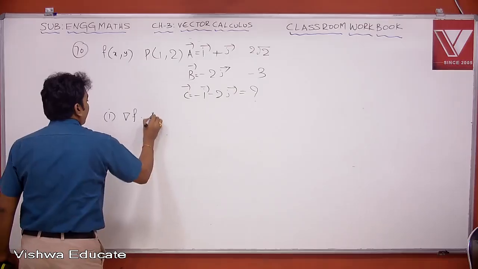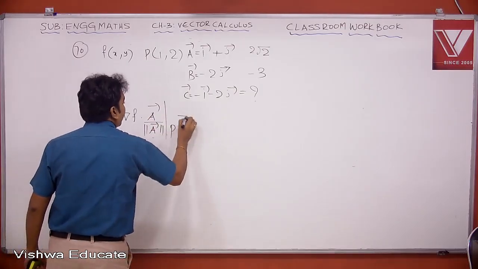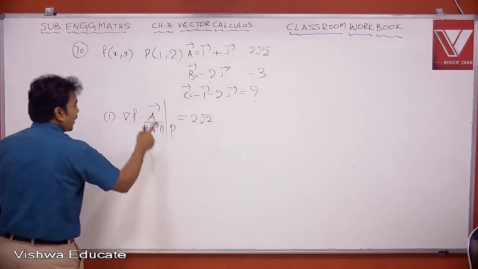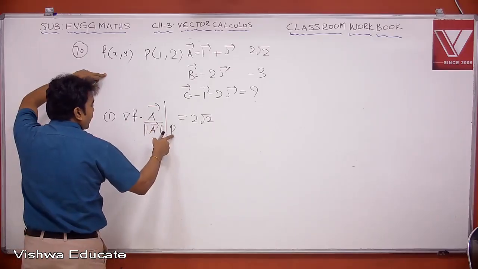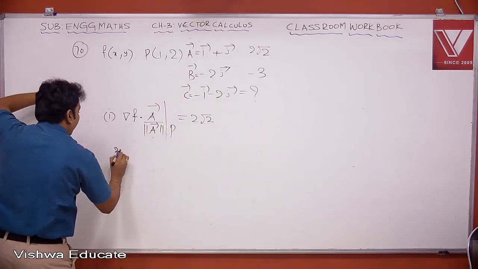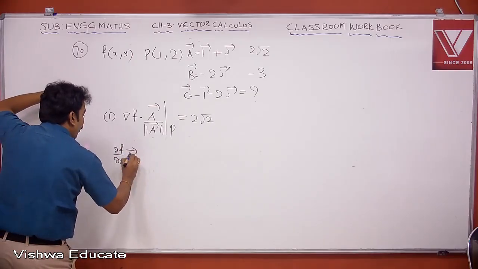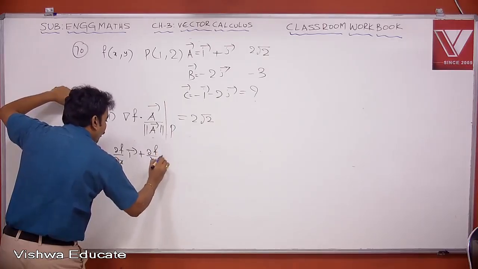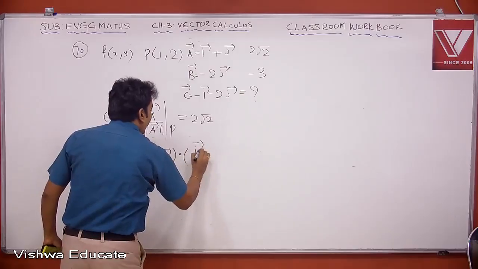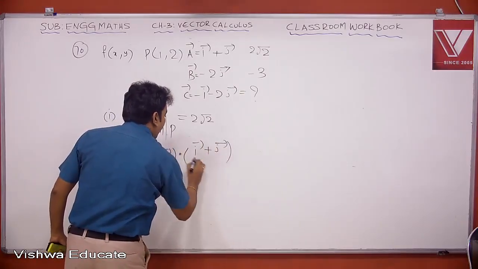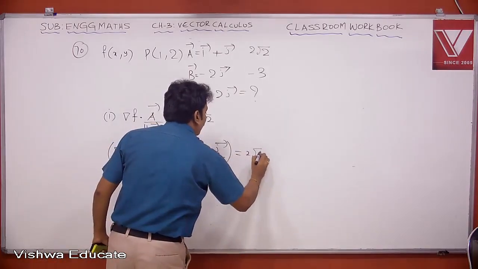Del f dot a bar by norm a bar at the point P equals 2 root 2. So let us apply it at first. The directional derivative del f dot a bar by norm a bar at the point P is 2 root 2. What is del f? F is not given. So our responsibility is to find dou f by dou x and dou f by dou y. So dou f by dou x i bar plus dou f by dou y j bar, dot product with a bar. What is a bar? i bar plus j bar divided by its length, which is square root of 1 square plus 1 square, root 2, equal to 2 root 2.